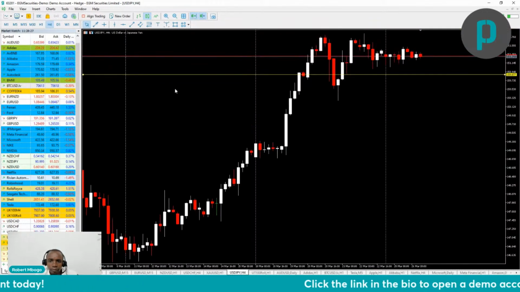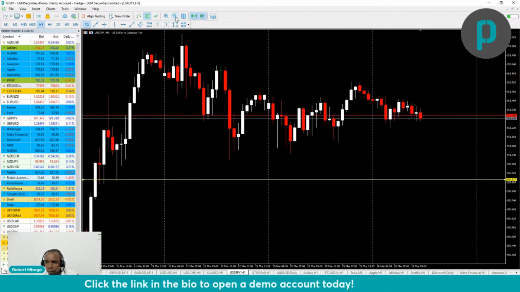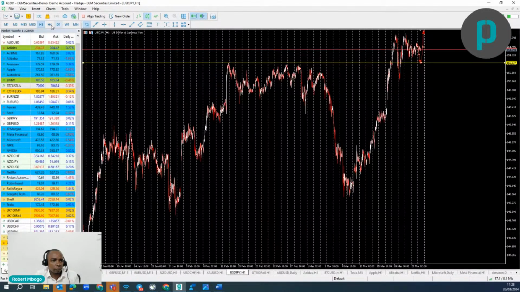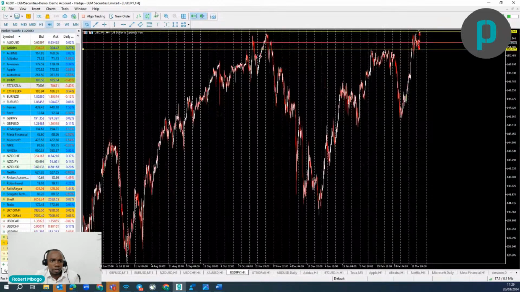H4. H1. Okay. So maybe if I were to look for opportunities on this one, I would really want to see probably a drop and maybe a push up. To what price level? Yeah, to that price level, that high, 152.00.